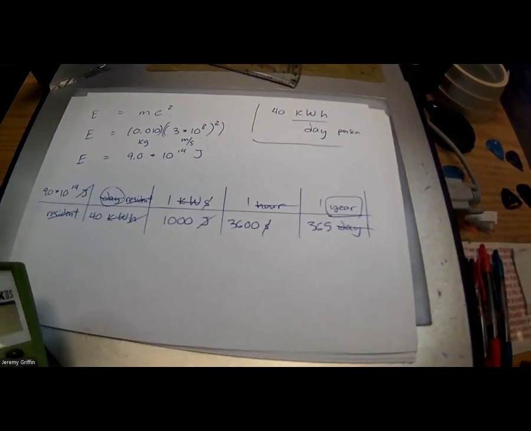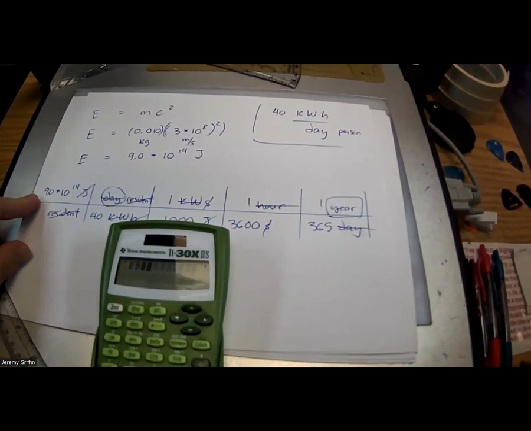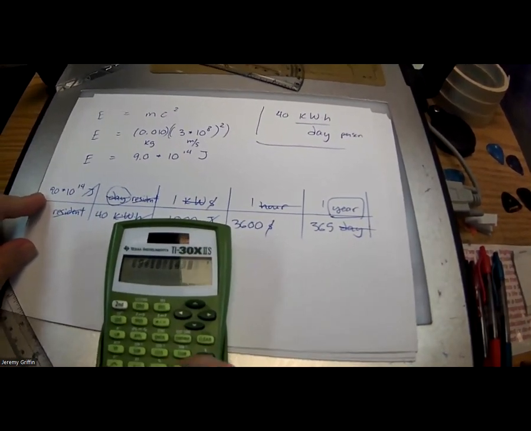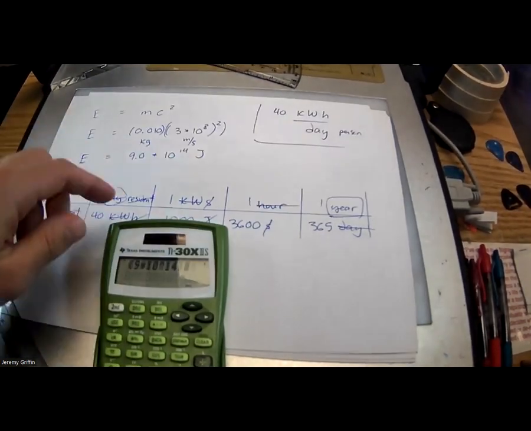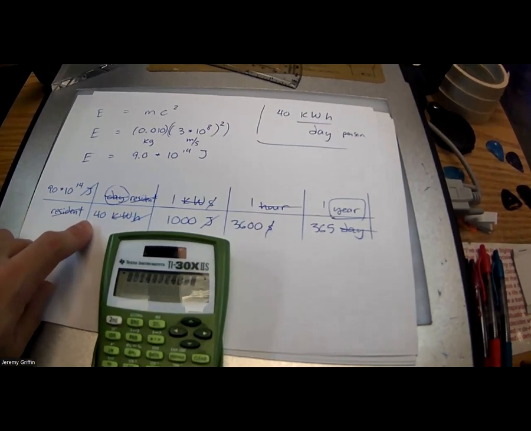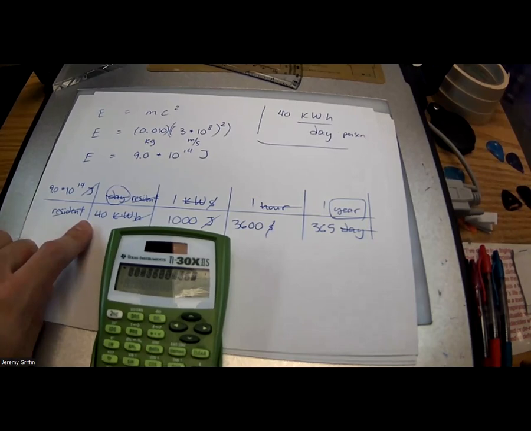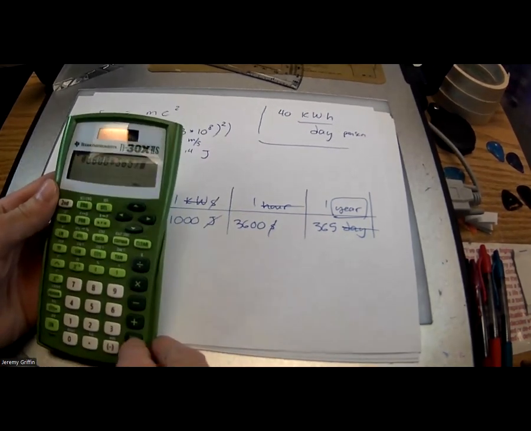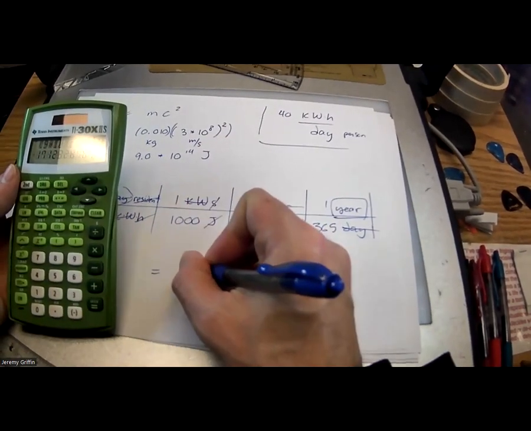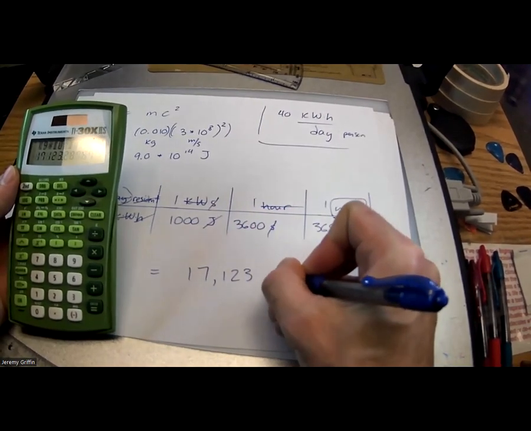You guys see that? Open up the calculator, multiply across the top: 9 times 10 to the 14 times 1 times 1 times 1 times 1, all divided by, open parenthesis, 40 by 1,000 by 3,600 by 365. And that is, oh boy, 17,000 years.